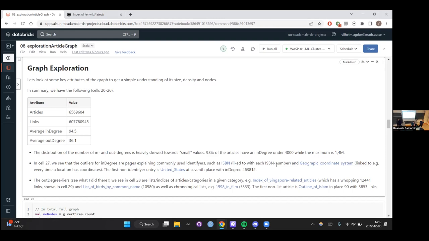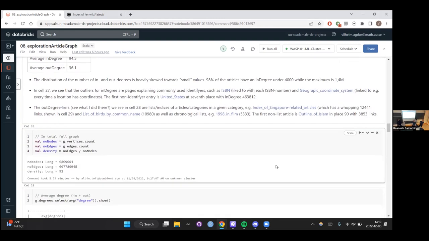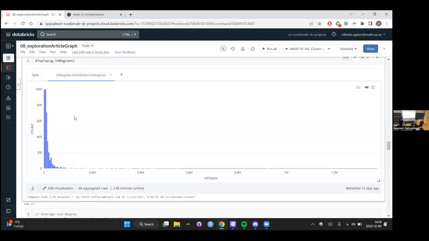This is a histogram of the in degrees, and remember we had 6.57 million articles. I've shrunk the y-axis here, so the very smallest category contains 6.4 million of them. So it's very, very focused on having few links, and then there are a few that have enormous amounts.